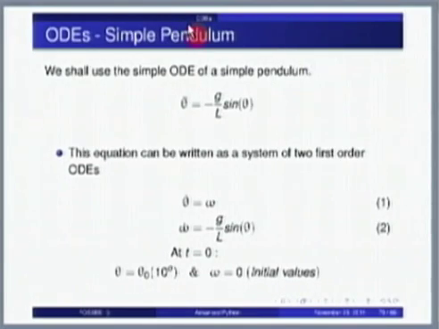So, we set it up as a system of two first order equations. As you can see in the slide, the first equation merely sets up d theta by dt, which in the other notation we use theta dot, equal to omega, and then d omega by dt equal to minus g by L sin theta. So, instead of one second order equation, we have got two first order equations with two different, think of it as two different variables, theta and omega.